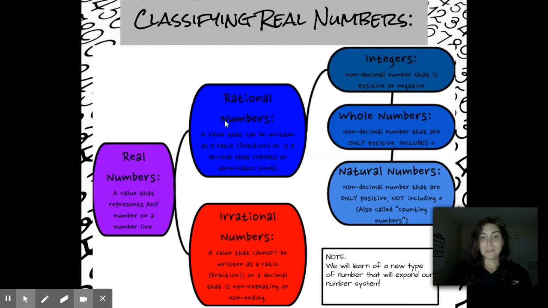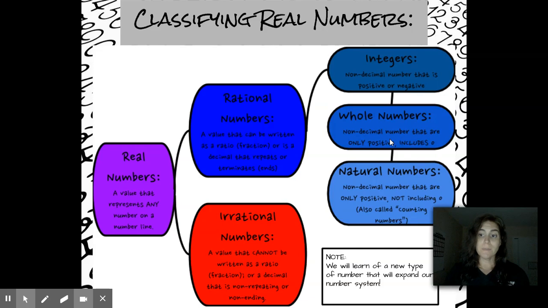Now, from rational, I can make it even more specific. Everything down this column here, those three, they have no decimals. They are not fractions. They are not decimals. They are the whole number parts, okay? And we can break them down into different categories. Integers are non-decimals that are positive and negative. So integers can be both signs, a positive and a negative. But again, they have no decimals.